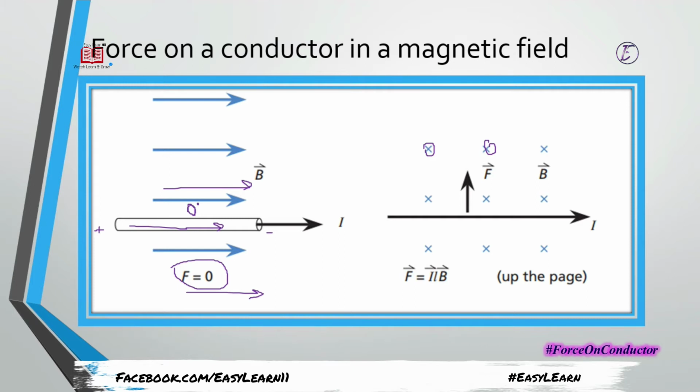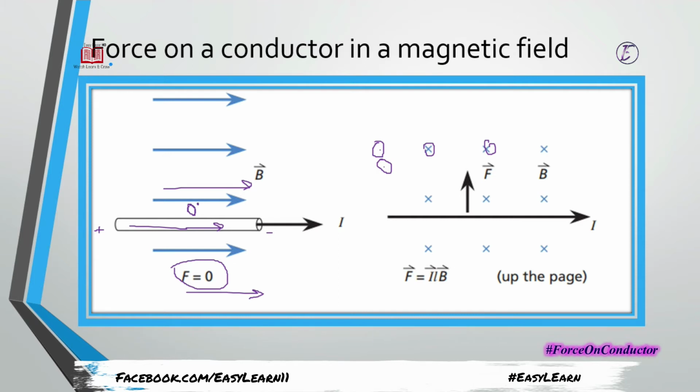A cross basically means that something is going into the paper; the direction is into the screen. If I represent dots and circle them, it means that something is coming out of the paper. Cross means that this is something going into the screen. Here the cross is used, which means that the direction of the magnetic field is into the screen.